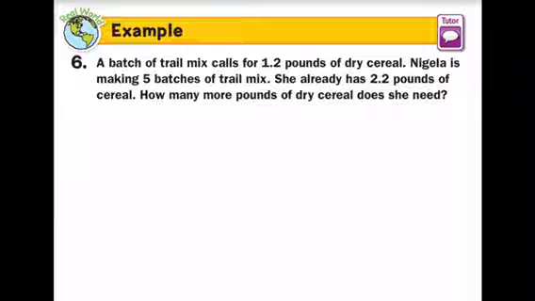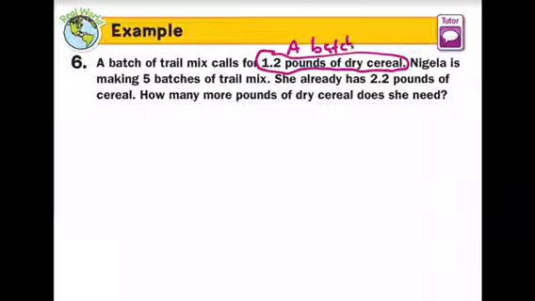A batch of trail mix calls for 1.2 pounds of dry cereal. So I'm thinking about that. 1.2 pounds of dry cereal is for a batch. Think of that as one batch. Nigella is making 5 batches. Okay, so I'm thinking I'm going to have to multiply these to get something for 5 batches. But she already has 2.2 pounds of dry cereal. Okay, so she already has that. How many more pounds of dry cereal does she need?